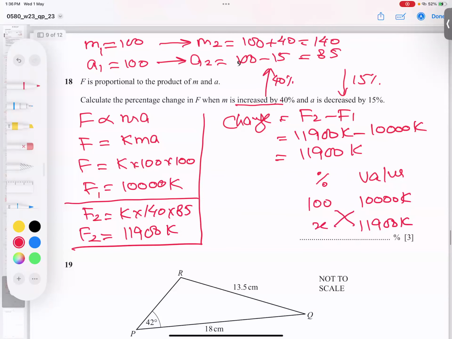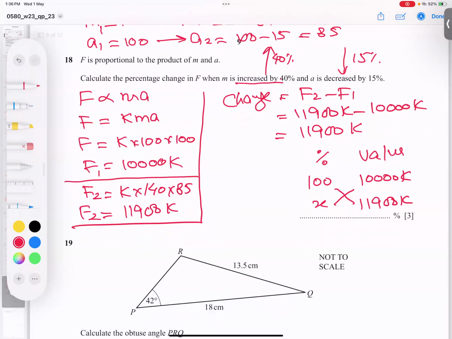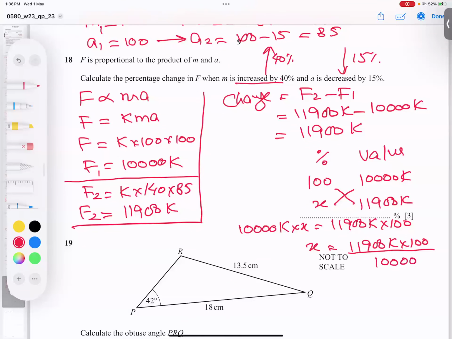So cross multiply, very well. I just write 10,000K times x and 11900K times 100. And this value will go down: 11900K into 100 and divided by 10,000. So the zeros cancel with this one. And I think I missed one number. Hold on.